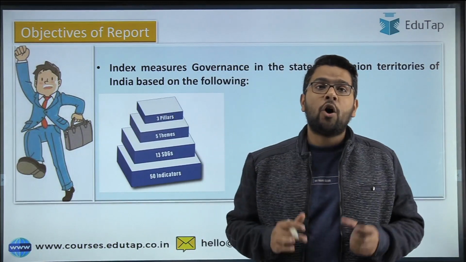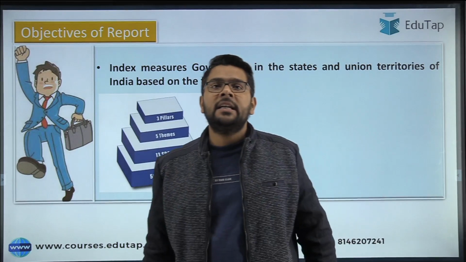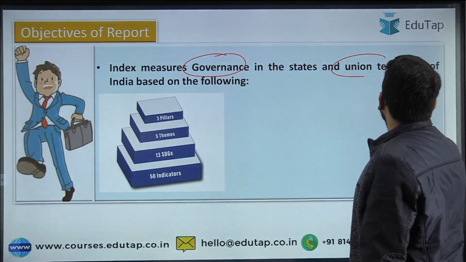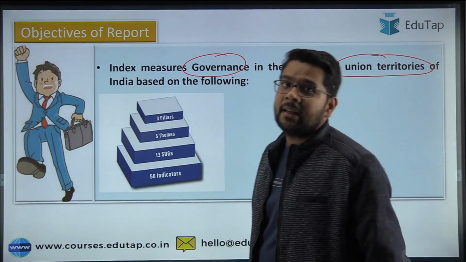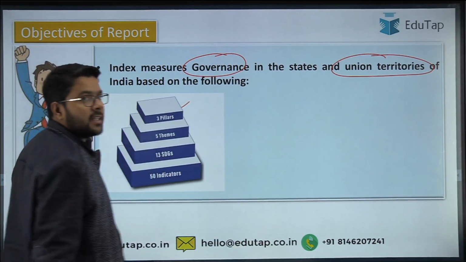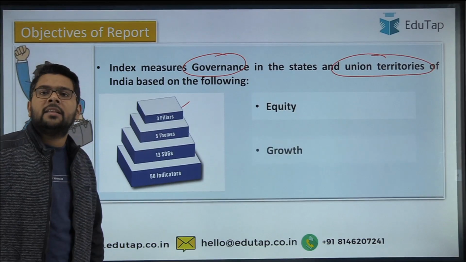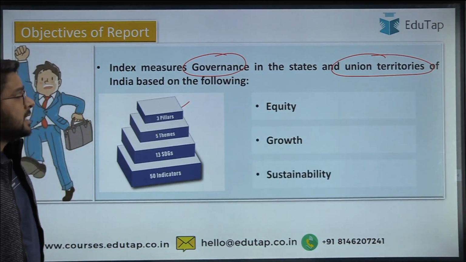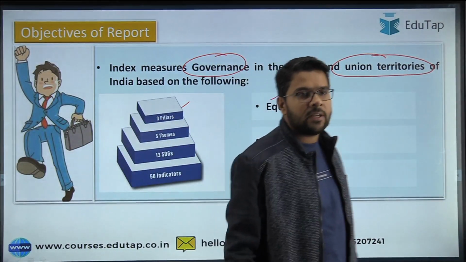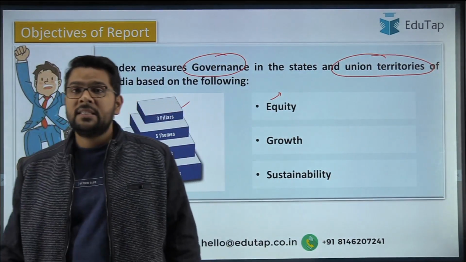Now coming to the objective of this. The objective is to rank the states in terms of governance, not only the states but also union territories. So how are they ranking? Let us see that. They have made 3 pillars regarding governance. What are the 3 pillars? One is equity, the next is growth, and the third is sustainability. Equity is basically, in simple terms, equality in terms of economy, equality in terms of social aspects, as well as gender equality.